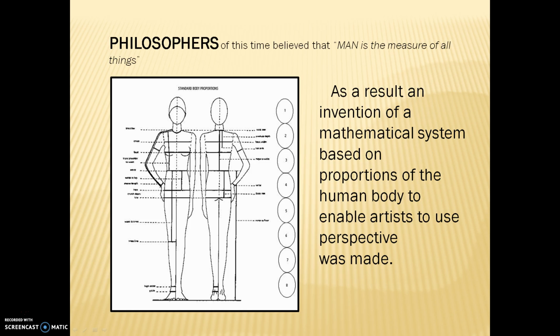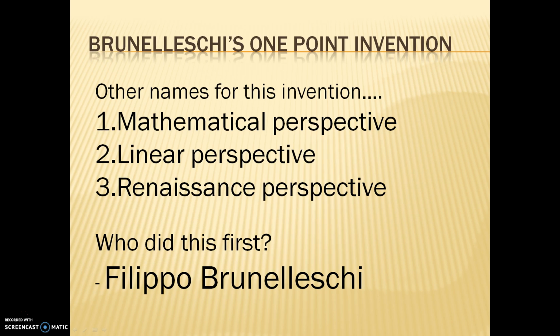Philosophers of this time believed that man is the measure of all things. As a result, a mathematical system based on proportions of the human body was invented to enable artists to use perspective. Brunelleschi's 1-point invention was created, and some other names for this invention were mathematical perspective, linear perspective, and Renaissance perspective. As mentioned, the person who created perspective was Filippo Brunelleschi.